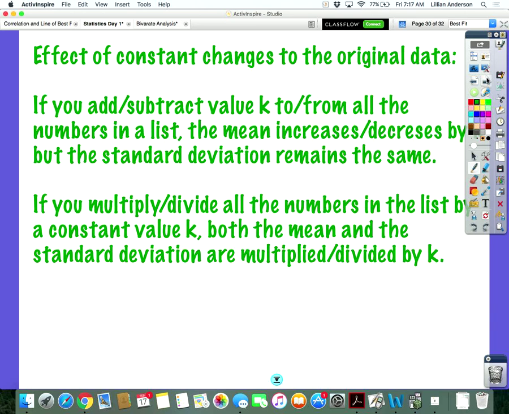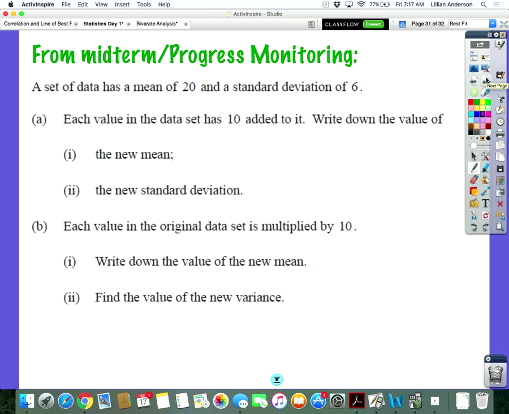However, if you multiply or divide all the numbers in your data set by a number, by k, then both the mean and the standard deviation are multiplied or divided by that value. So let's take a look at that example from your midterm.